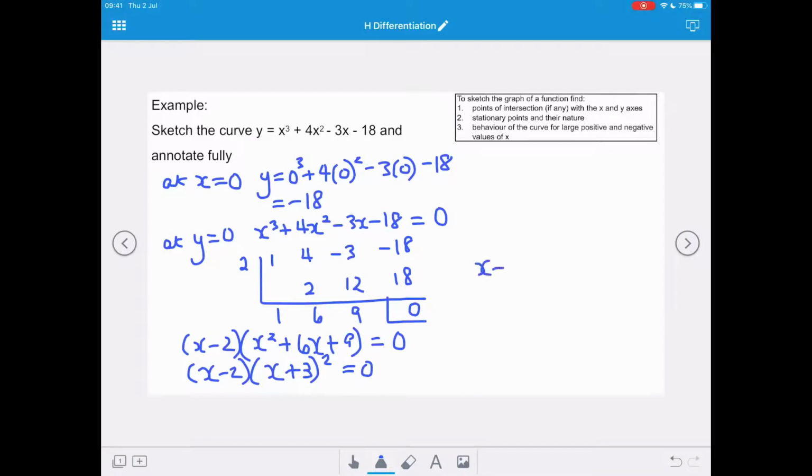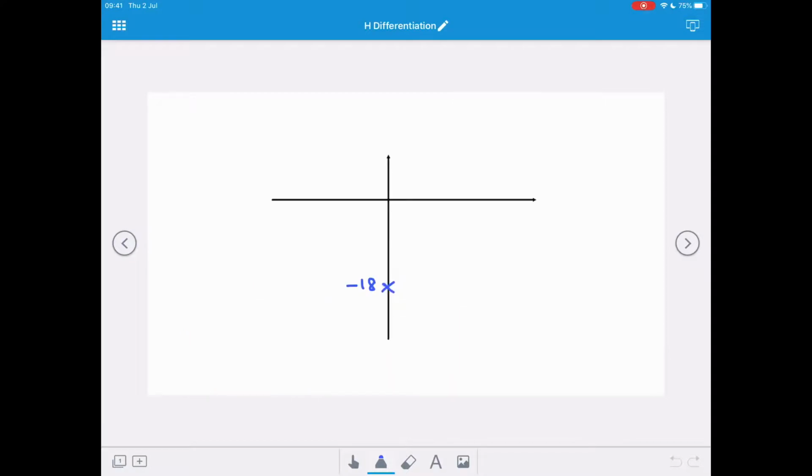So we need to equate those brackets to 0 to find our roots. So we've got x minus 2 equals 0, giving us x equals 2. So we've got a root at 2, 0. And x plus 3 squared equals 0 gives us a stationary point root at x equals negative 3, 0. And we're going to plot those roots onto our Cartesian grid at 2, 0 and negative 3, 0.